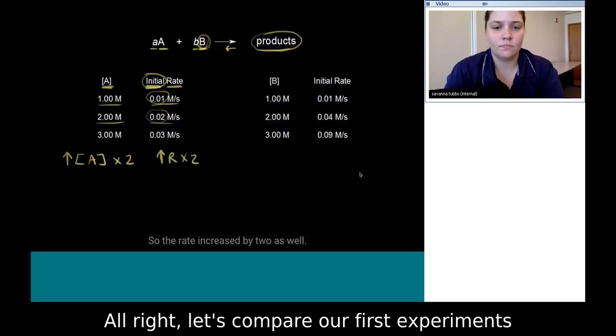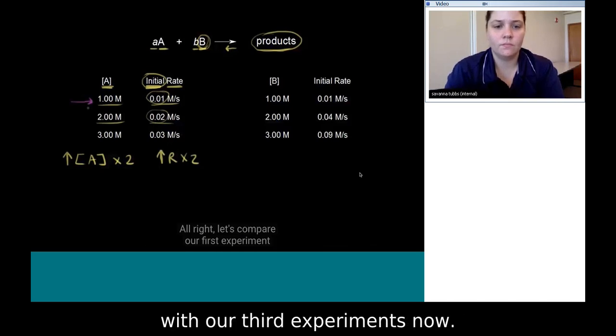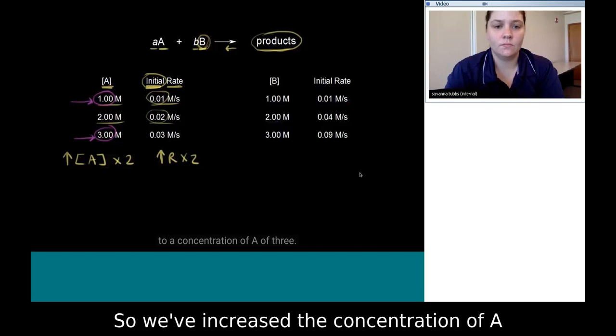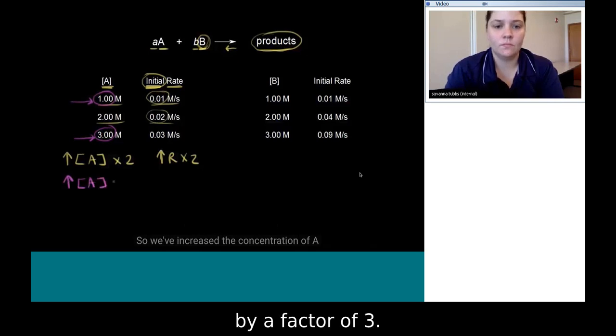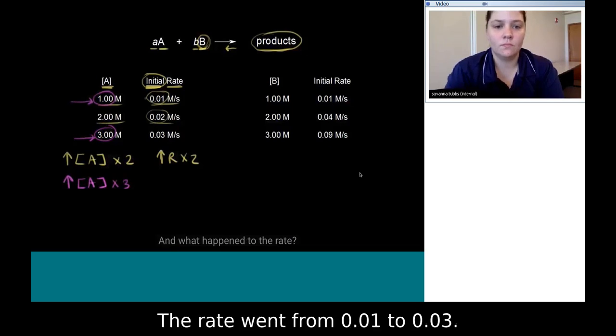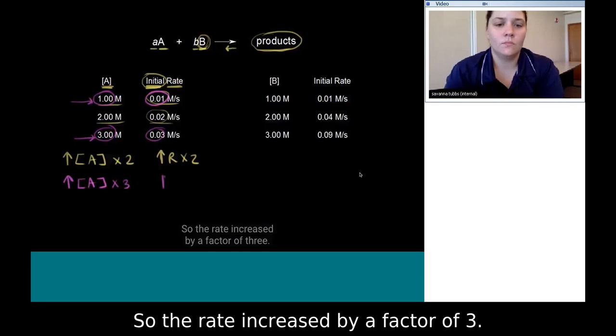All right, let's compare our first experiment with our third experiment now. We're going from a concentration of A of 1 to a concentration of A of 3. So we've increased the concentration of A by a factor of 3. And what happened to the rate? The rate went from 0.01 to 0.03. So the rate increased by a factor of 3.